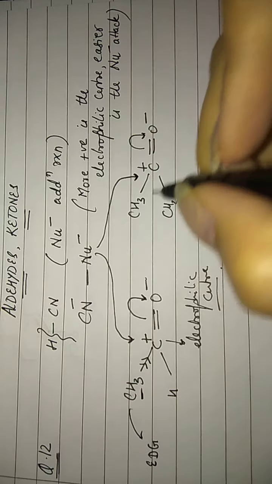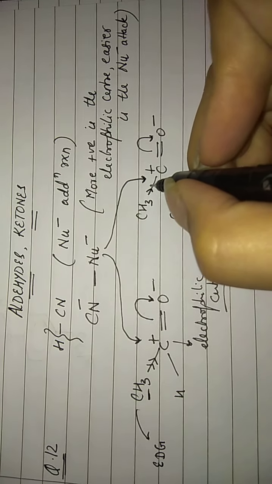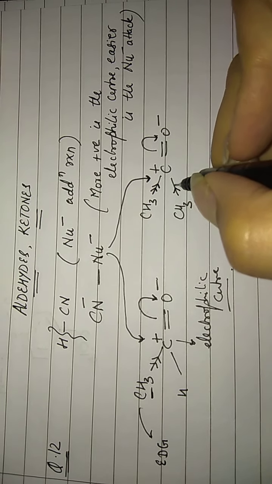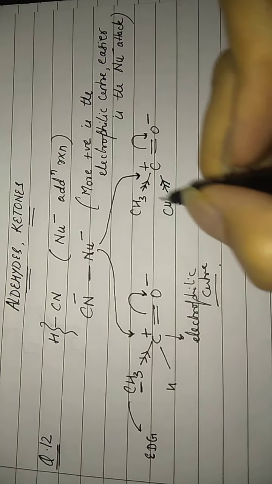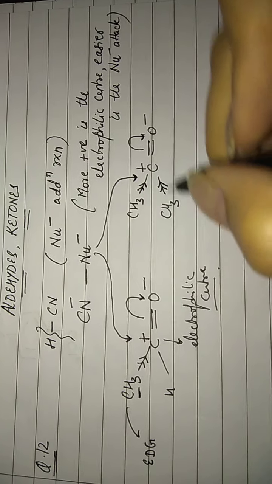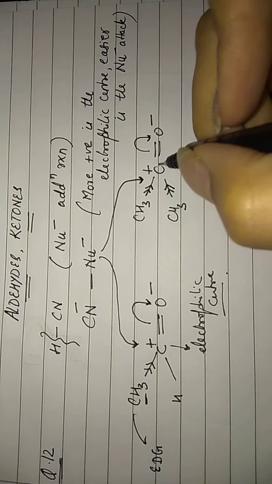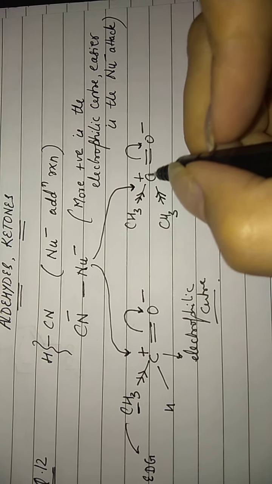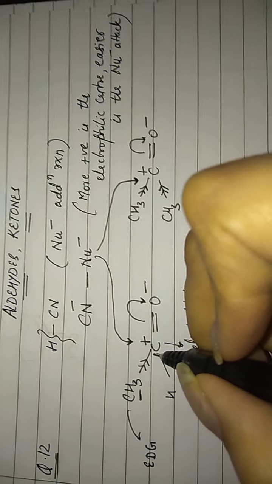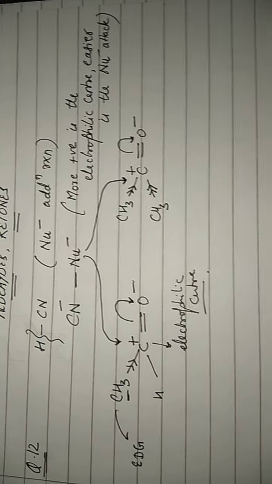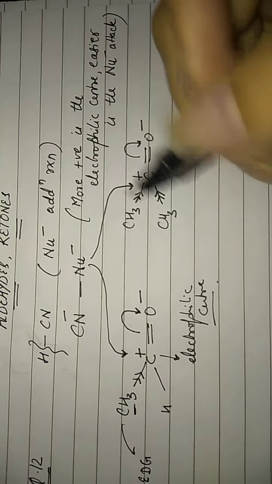While if I see in the ketone, there are two electron donating groups. That means two electron donating groups would be dispersing the positive charge of the carbon atom more than it was dispersing in aldehyde. So in which of the two, out of aldehydes and ketones, would you say that the attack by nucleophile is difficult? Where there are more number of electron donating groups.